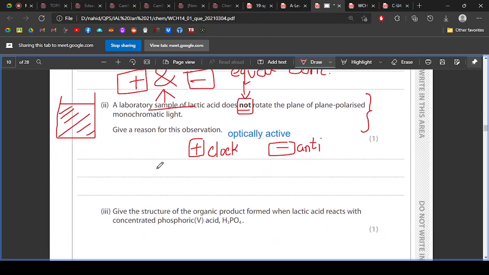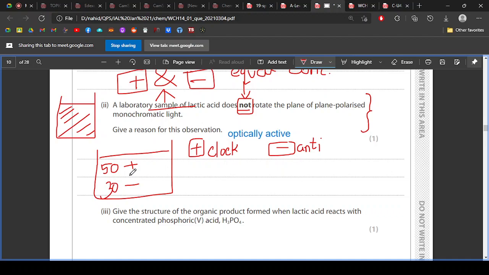Imagine you have a sample filled with lactic acid. Imagine you have 50 molecules of the positive enantiomer and 30 molecules of the negative enantiomer, just for an example. Do I have more of the positive enantiomer or more of the negative enantiomer? I have more of the positive enantiomer, 50 of them.